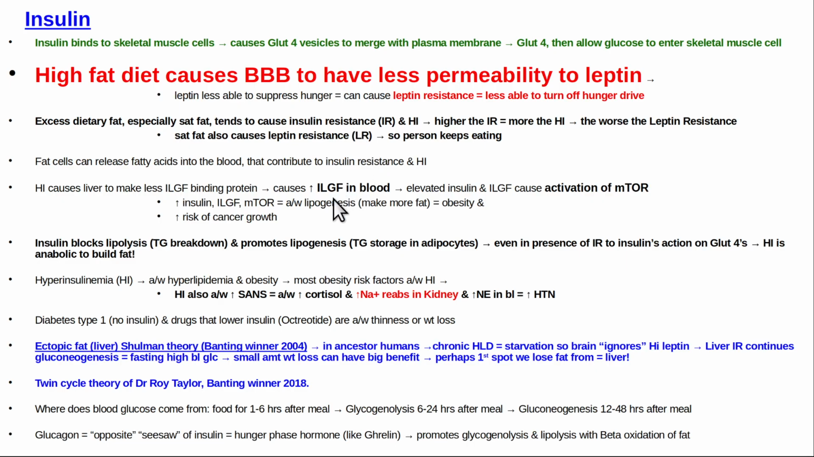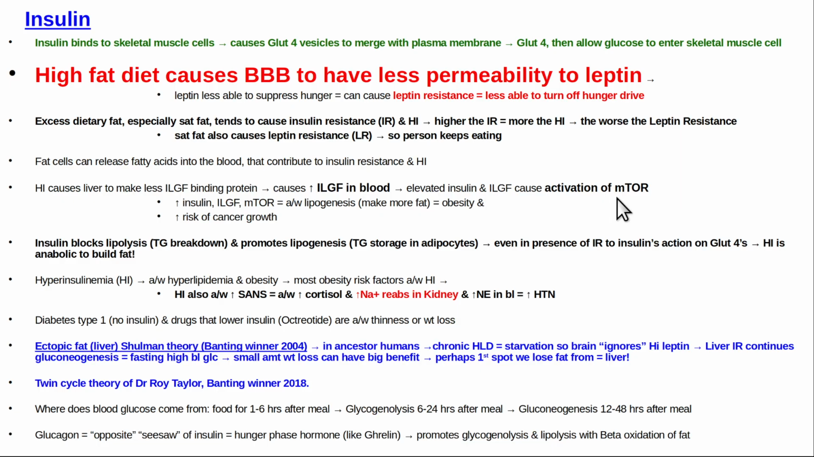It blocks the production of the binding protein for insulin-like growth factor in the blood, so you will get increased insulin-like growth factor. Together, insulin and insulin-like growth factor will activate mTOR. mTOR is called either mammalian or mechanistic target of rapamycin, and it's basically like a nutrient-sensing pathway, like a contractor getting ready to build a building, and it wants to have all the building materials available before it starts to build. So once all the insulin and insulin-like growth factor are up, it's got all the fat that it needs to build.